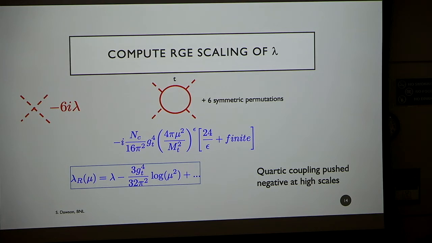So let's look at what this does. What that says is that if I take mu big, as I push mu up, it pushes lambda negative. So the quartic coupling is pushed to be negative at high scales. It runs, and it runs pretty quickly because GT is the coupling of the top to the Higgs, so it's actually MT over V. Let's see what that does.